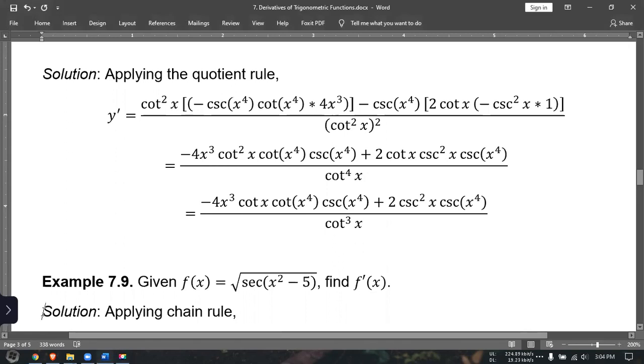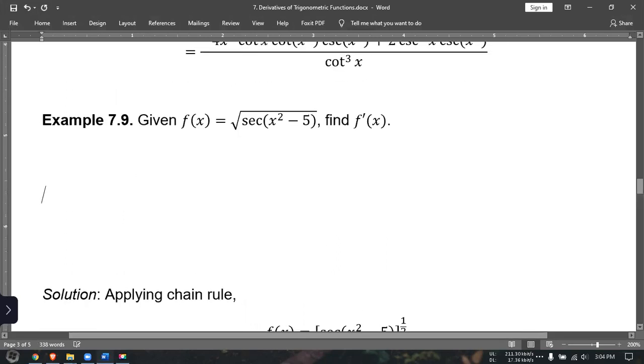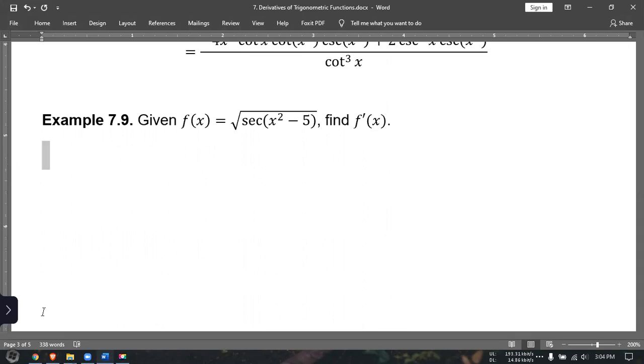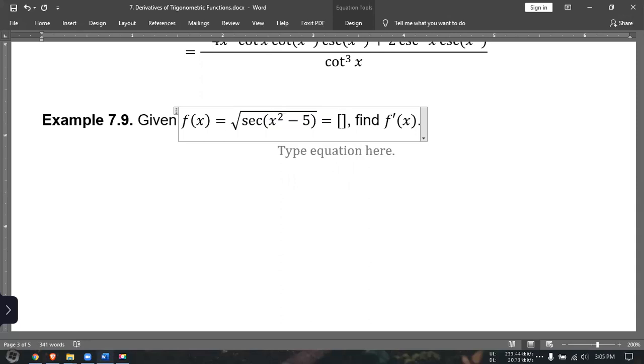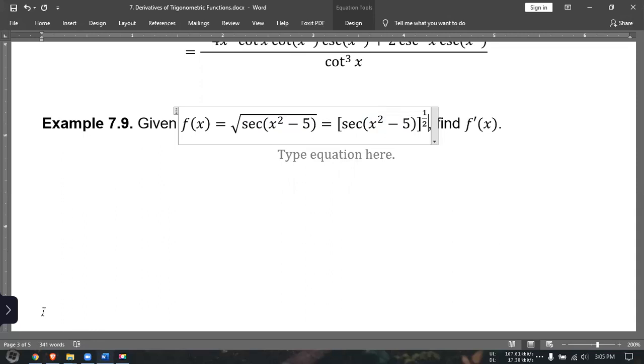So we have the given f of x is equal to square root of secant x squared minus 5. Take note, you can express this exponentially. So square root of secant x squared minus 5 can also be written as secant squared x minus 5 raised to this one.